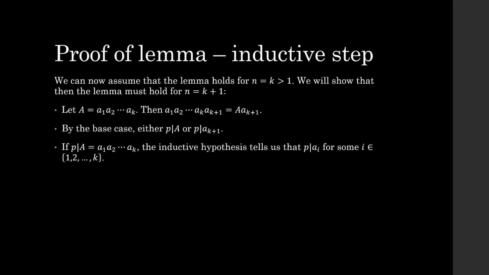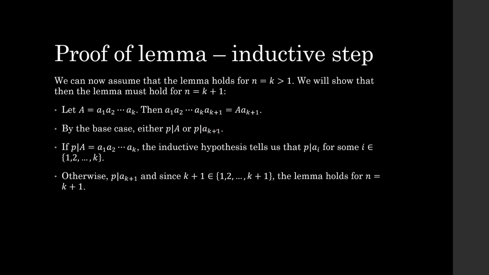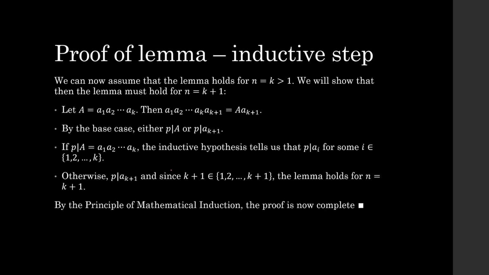So in the case where p divides big A, well, then that means that p divides a1, a2 all the way up to ak. And the inductive hypothesis tells us that then p must divide one of these constituent integers. So that's what the inductive step is for. And otherwise, p divides a(k+1). So we've got that either p divides one of a1, a2 all the way to ak, or p divides a(k+1). And so that completes things, right? In the end, it divides one of the constituent integers of a1 times a2 all the way up to a(k+1). So thanks to the principle of mathematical induction, once again, the proof is now complete.